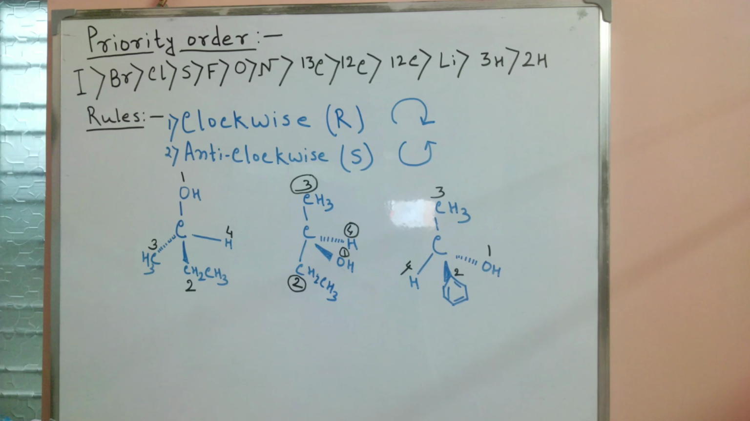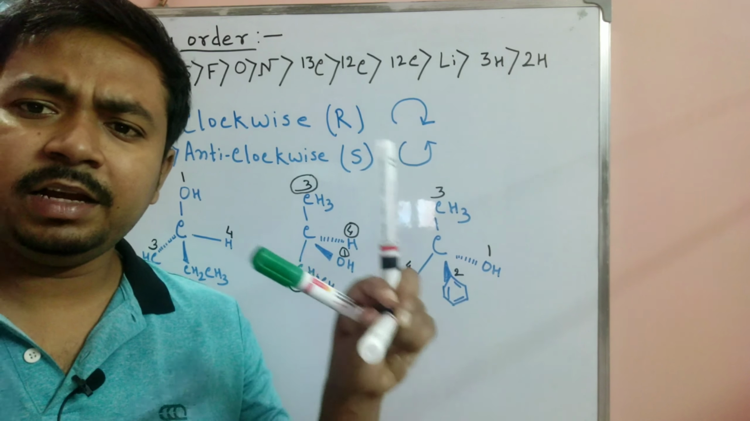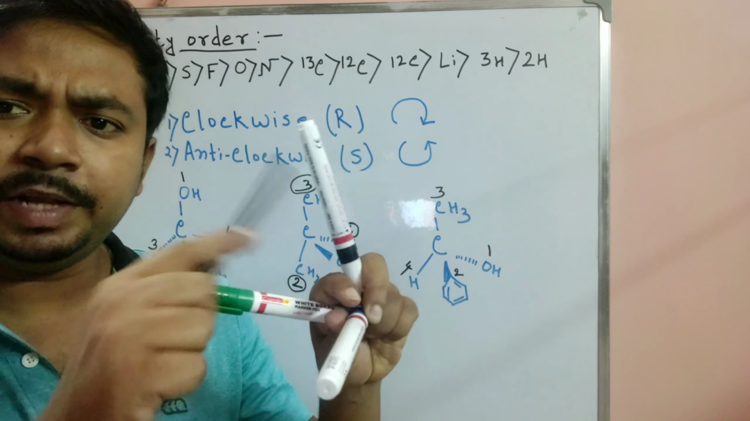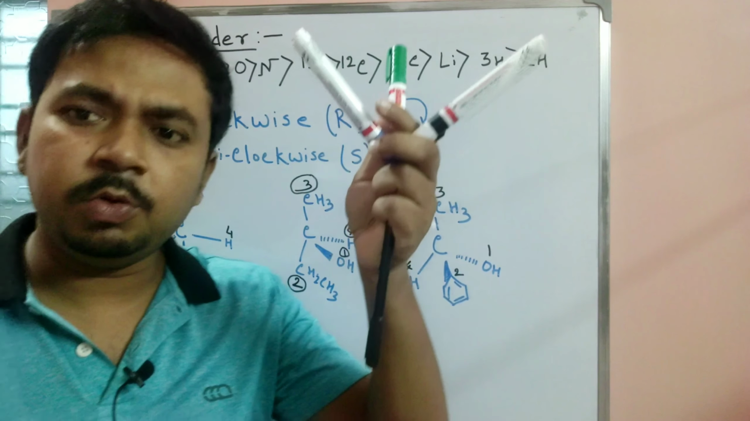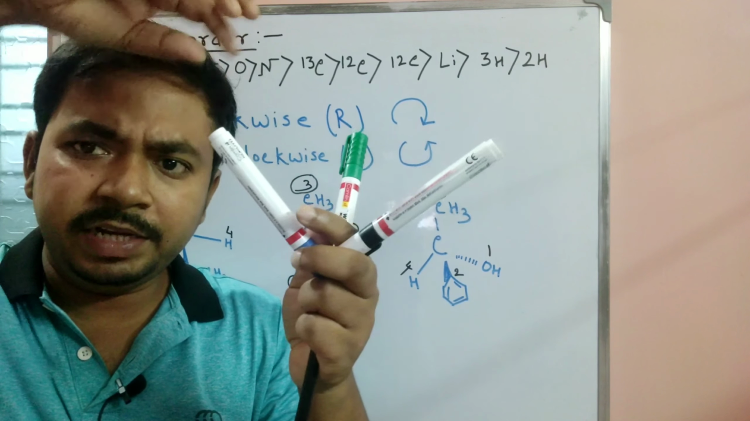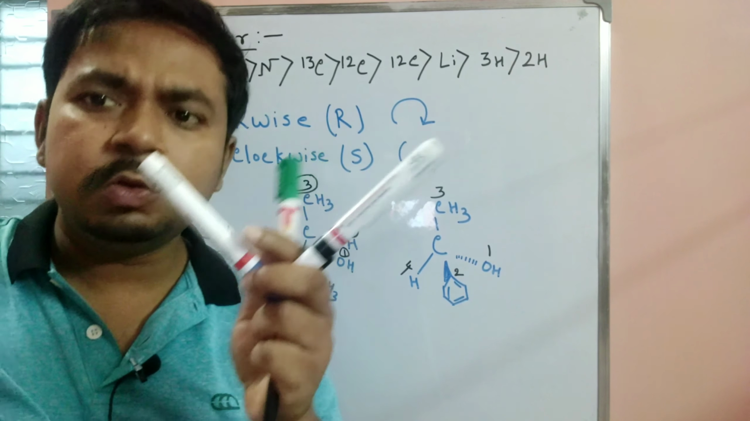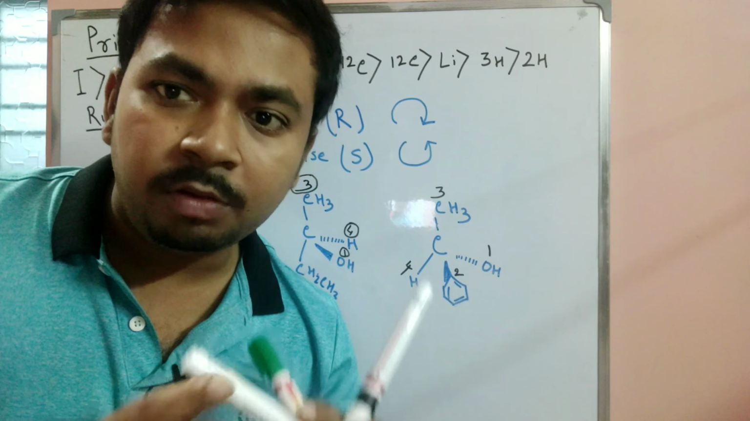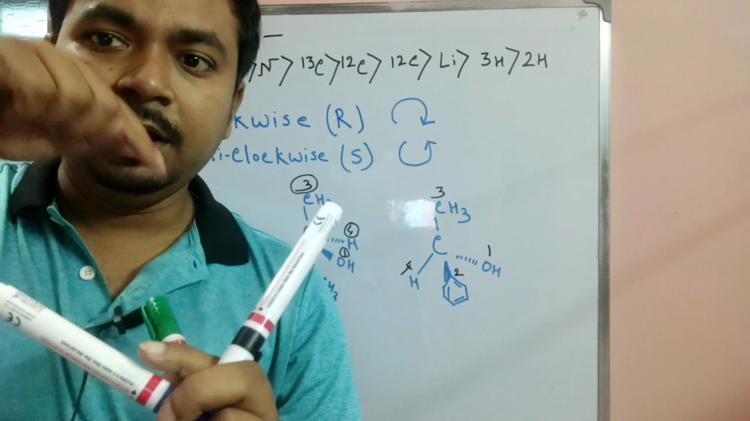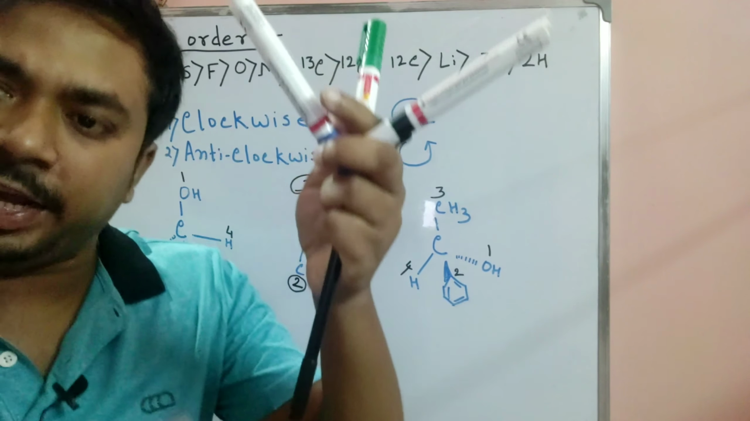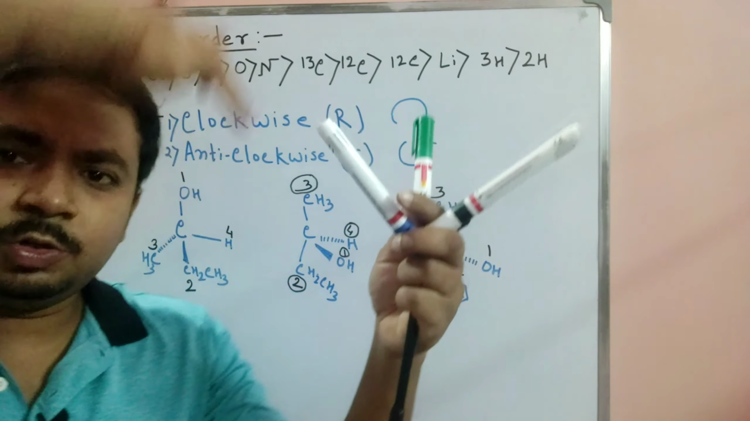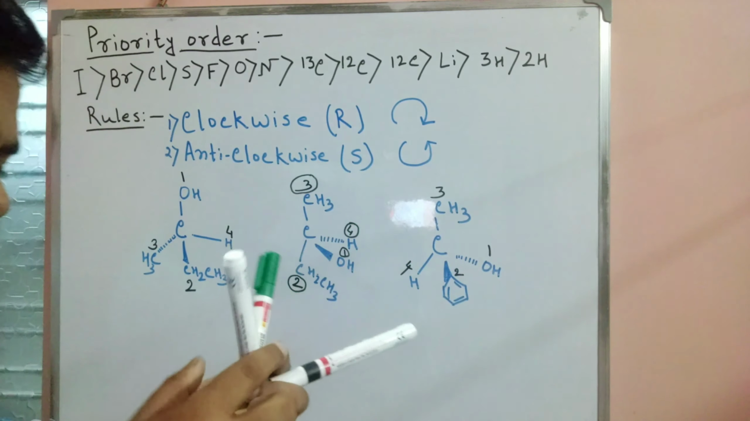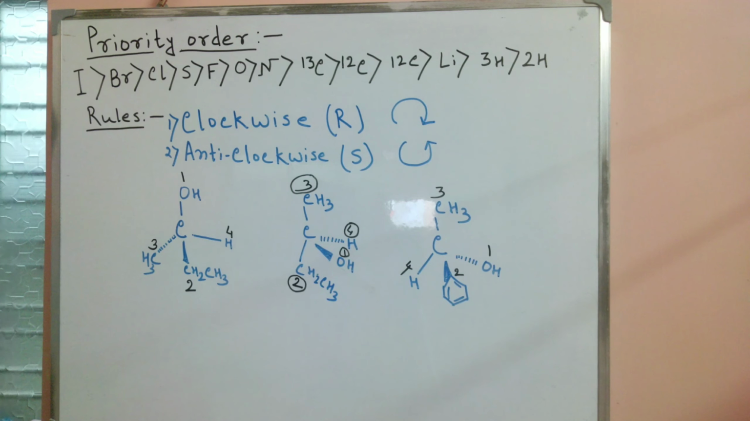The important point is: when clockwise, then R, and when anti-clockwise, then S. We also see that when the 3 groups are present in that pattern, the hydrogen is downside. With group 1, group 2, group 3, group 4, when the 4th group is downside and the rotation is clockwise, we call it R. In that structure the point of view is very important.